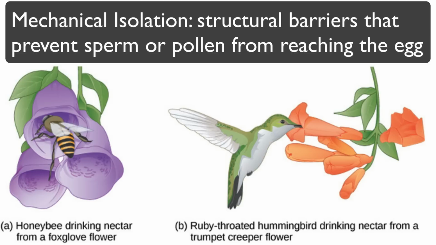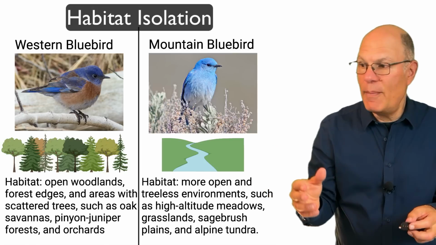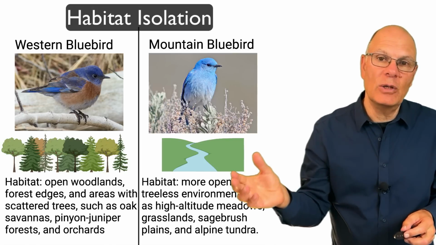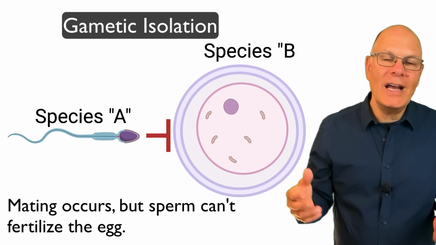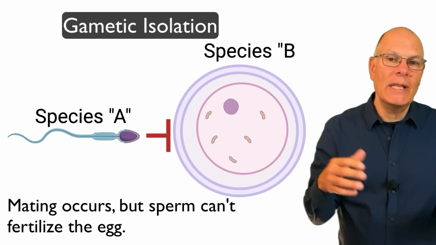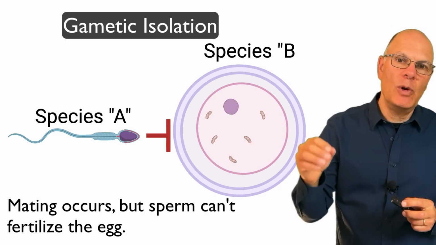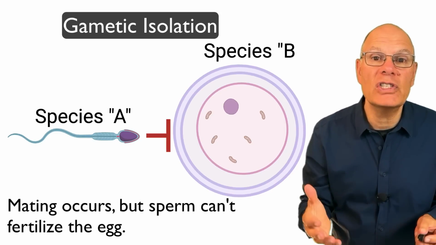Mechanical, structural barriers that prevent sperm or pollen from reaching an egg. If the flower structure is very different, then a pollinator wouldn't be able to bring pollen from one flower to another flower. Habitat. One species lives in the forest, another lives in a meadow. One species lives in the uplands, another lives in the lowlands. They won't meet each other in order to breed. And finally, gametic. The egg won't allow fertilization because there's some molecular mismatch that would keep the sperm from being able to bind with the egg and induce the kind of changes that lead to fertilization.